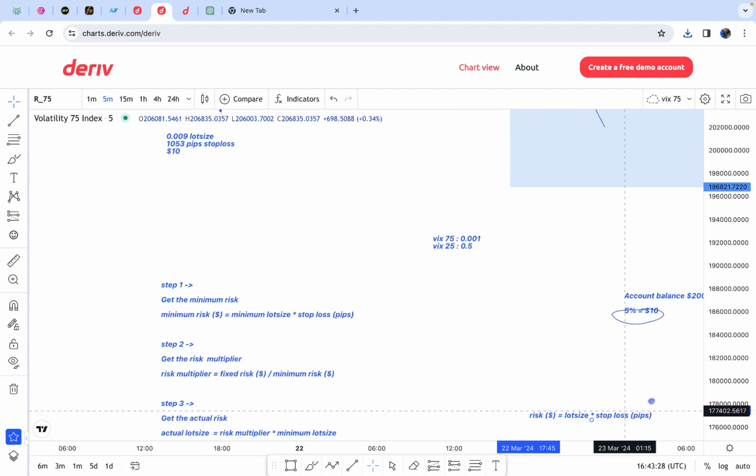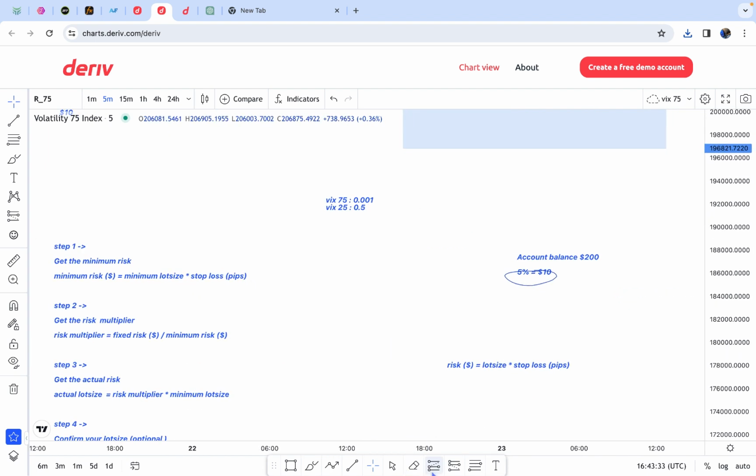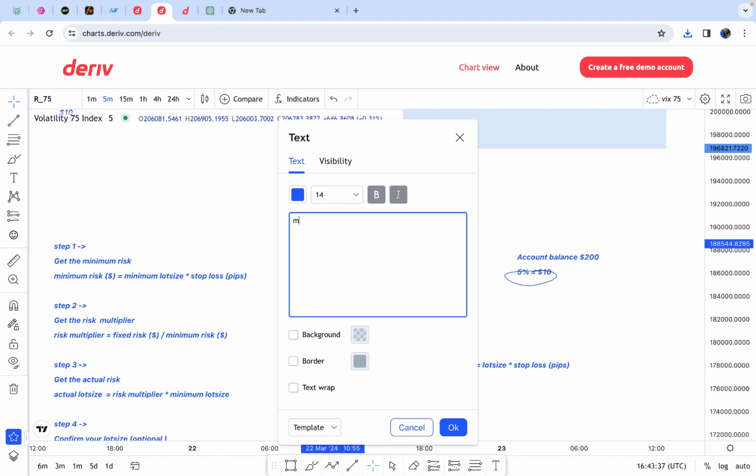If we want to go about calculating the minimum risk in dollars, all we need to do is say minimum risk is equal to what is our minimum lot size. We know our minimum lot size is 0.001 multiplied by our stop loss, 1018. This will give us a value of thereabouts.